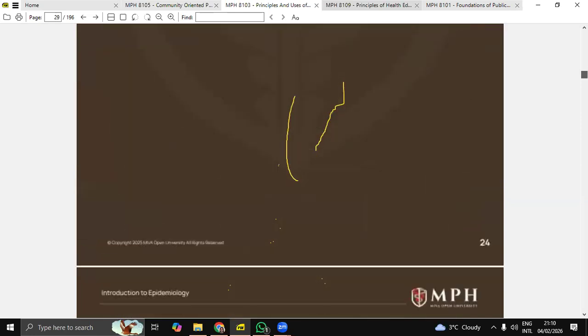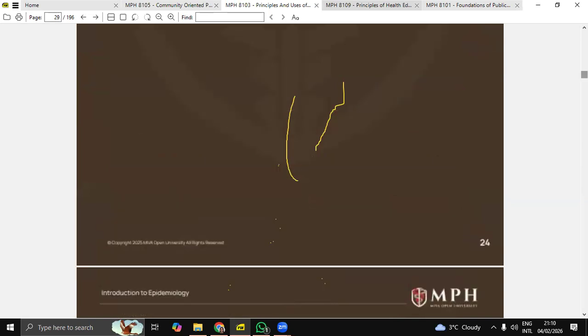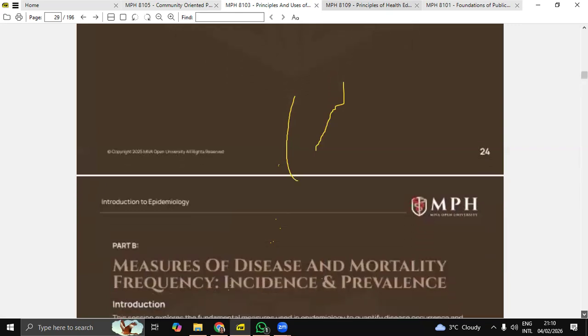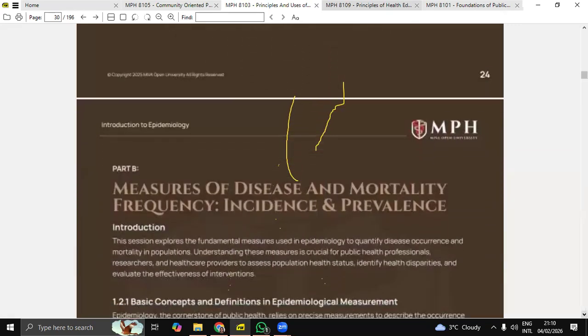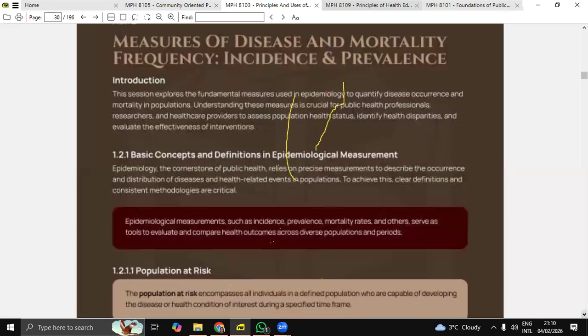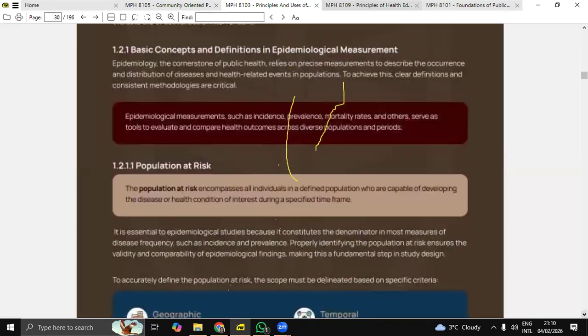So to make it easy for us when we get back to read, when we're talking about frequency of disease, we're concerned about two major things: incidence and prevalence. Okay? And for incidence, it means basically we're looking at new cases. We're checking for new cases of that disease.